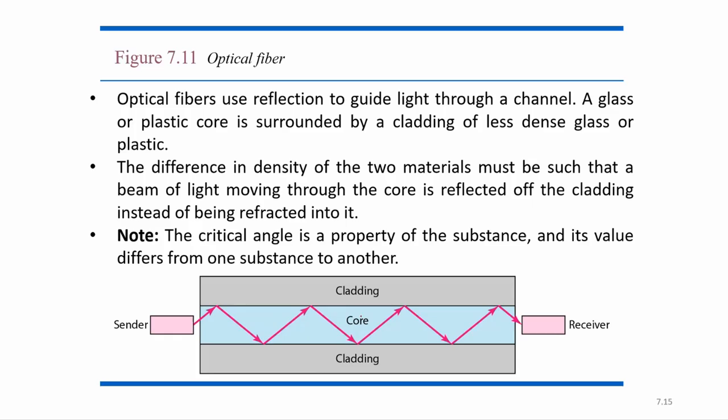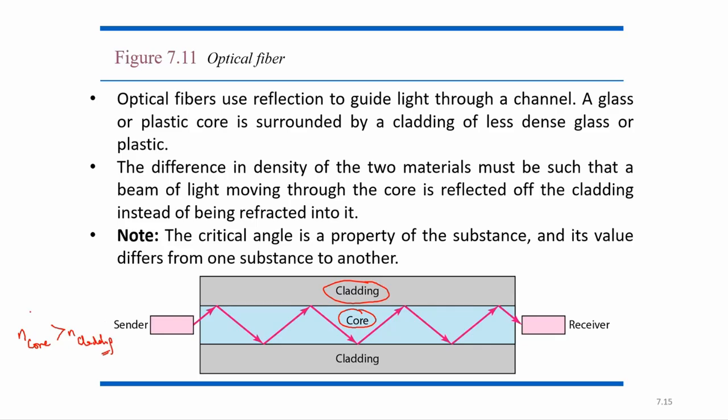So this optical fiber will be having a core. There is a core, that is the inner medium, and outer to this there will be a cladding material. It will be having a different refractive index. So this core will be having a high refractive index, which is basically represented by n.